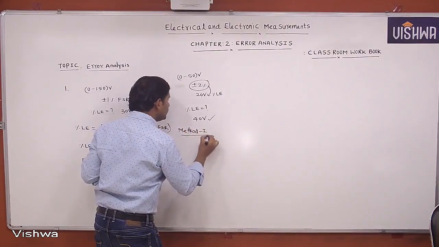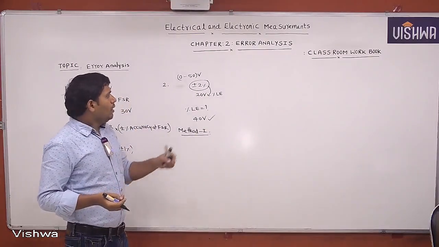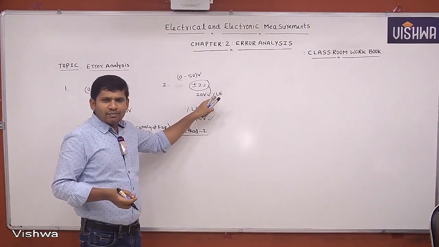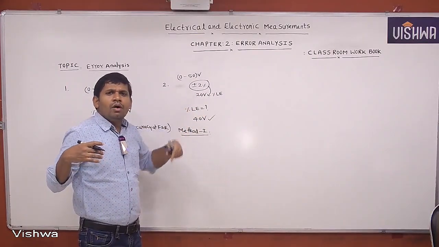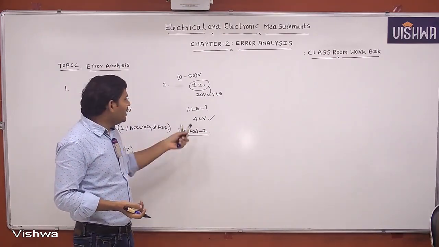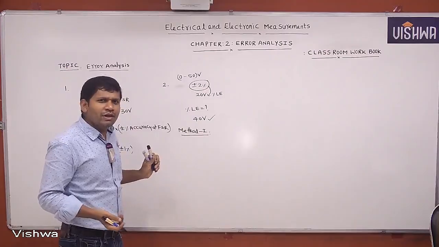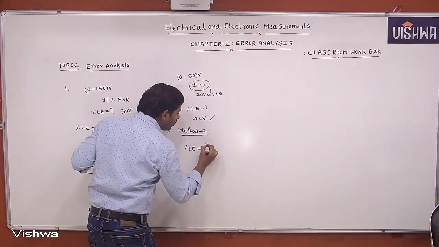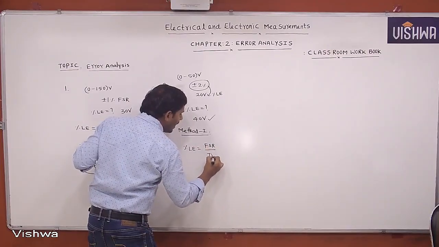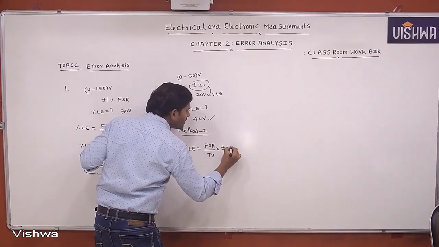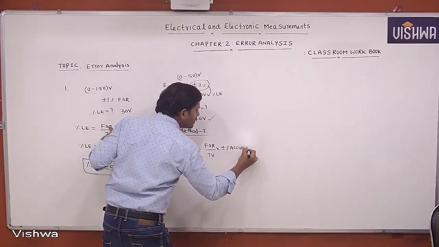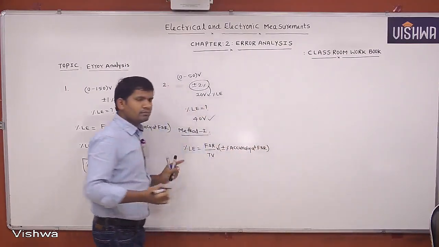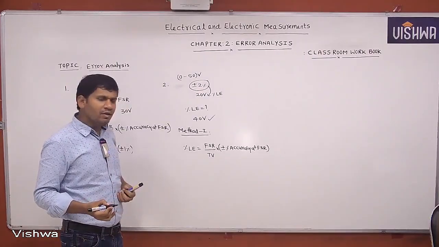Method 1. Here it is given with respect to true value, that's why it is taken as a limiting error. I want to calculate the accuracy at full scale to get the limiting error at 40 volts. How to calculate accuracy at full scale? You know this formula. Percentage limiting error equals full scale reading by true value into plus or minus percentage accuracy at full scale.